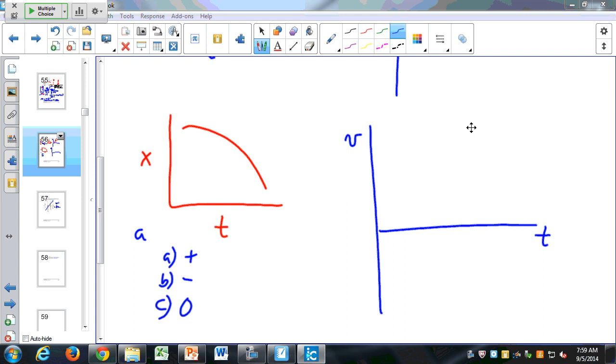All right, so the reason we know it's negative is because our velocity here is negative. The slope of this line is negative, so I have a negative velocity. And is it increasing or decreasing in speed? It's increasing. Remember when I'm talking about the speed, I'm looking at the slope. And the slope of this line is getting steeper. So I have an increasing speed.